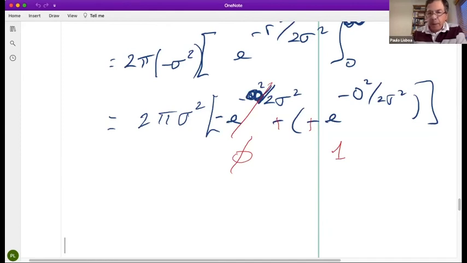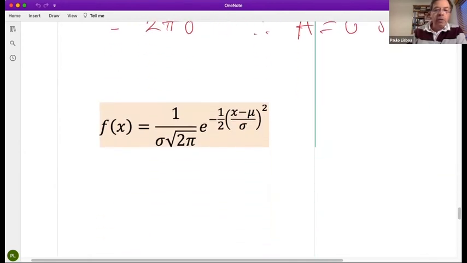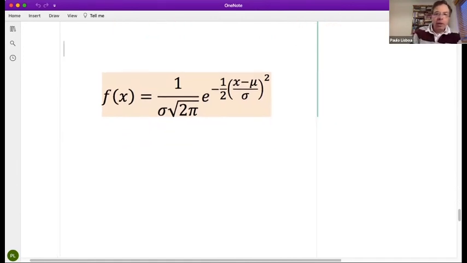And therefore, the total integral just gives you twice pi sigma square, which means that the value of a is sigma root of 2 pi, which is the square root of 2 pi sigma square, with the consequence that the value of the function, when you put the value of a back into the denominator, is as written on the screen.